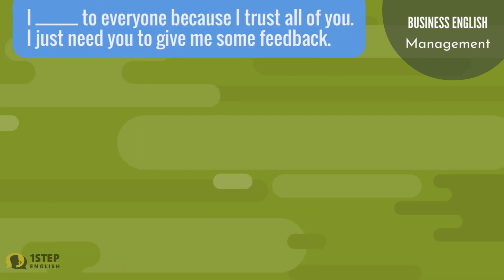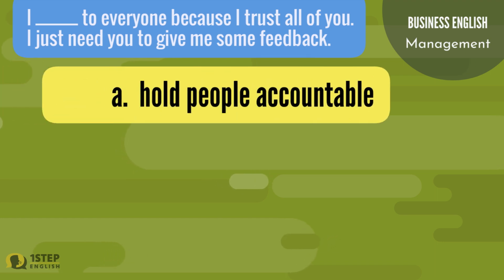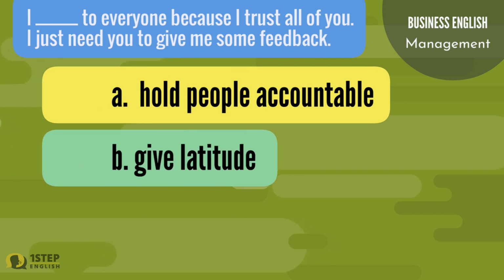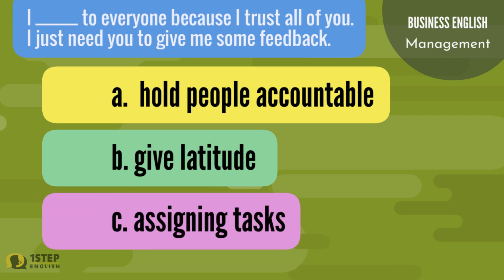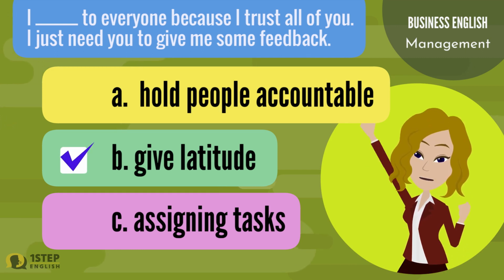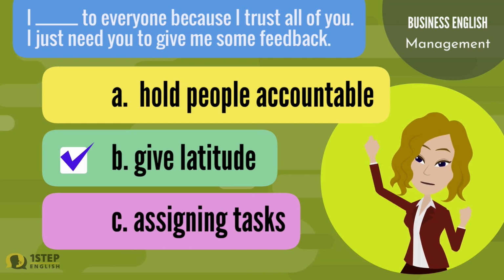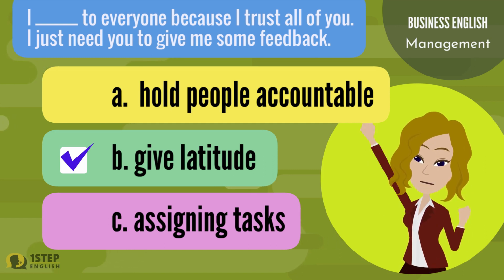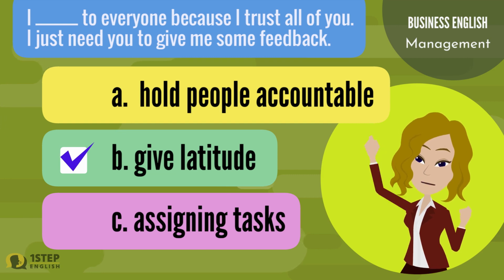Blank to everyone because I trust all of you. I just need you to give me some feedback. Letter A. Hold people accountable. Letter B. Give latitude. Letter C. Assigning tasks. The correct answer is letter B. Give latitude. I give latitude to everyone because I trust all of you. I just need you to give me some feedback.